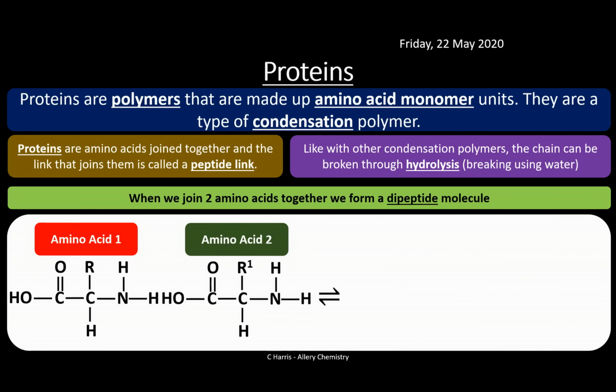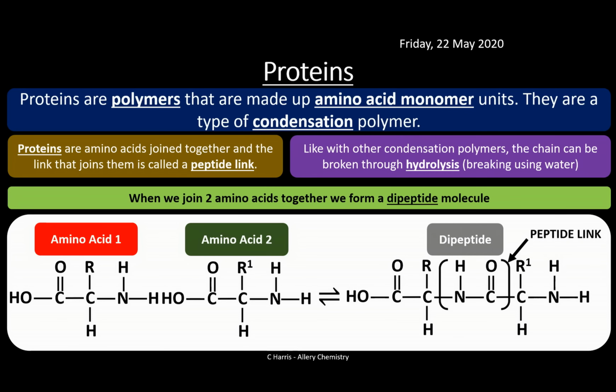So we've got amino acid 1 and amino acid 2. And what we're going to do is join these together, and we're going to form our dipeptide here. And we form a peptide link. So a peptide link is your NH, as you can see here, reacting with your carbonyl group. And this is on an amino acid joining together.